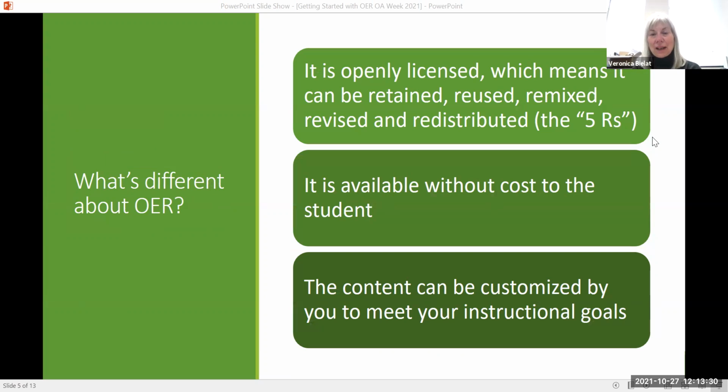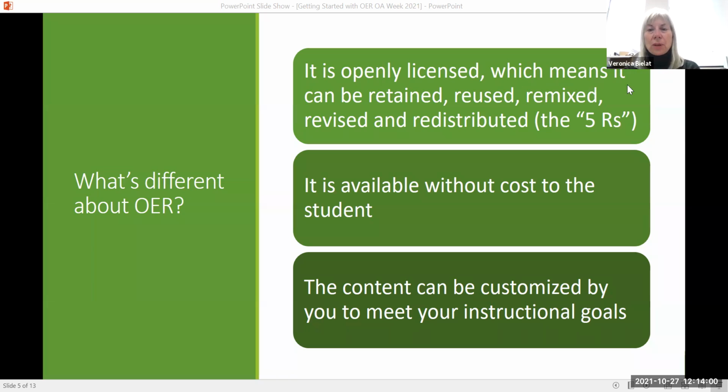OER is openly licensed. And that means that students who are using it, and the instructor obviously, can retain a copy, they can reuse a copy, they can remix it, they can revise it, and they can redistribute it. So those are known as the 5 R's of open. It is available without cost to the student, and of course, also to the instructor.